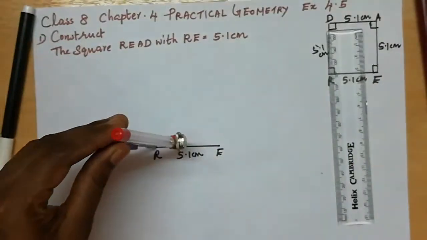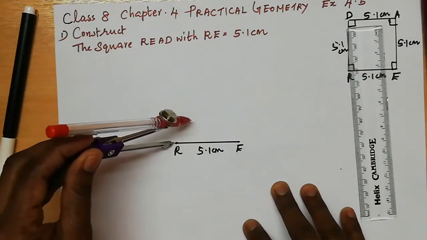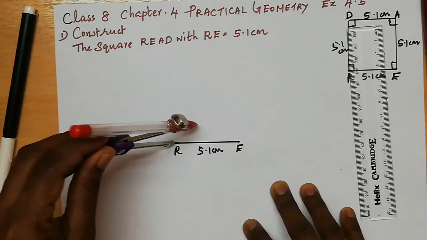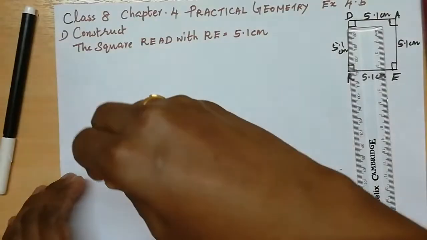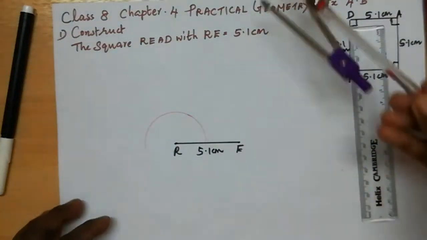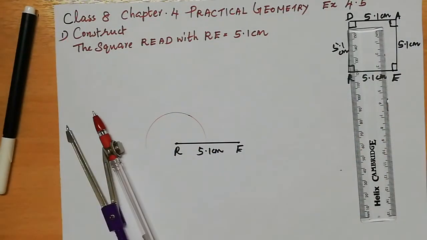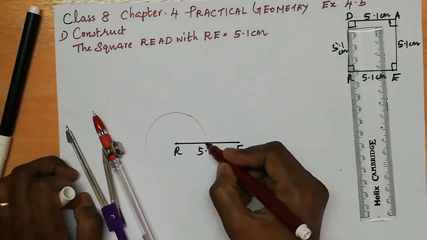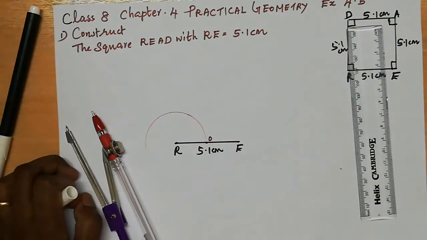Okay, then pointing at where? Pointing at R, we will draw a semicircle. Okay, semicircle. Now where the semicircle cuts RE, this point we can name O. Okay, clear. This one is O.